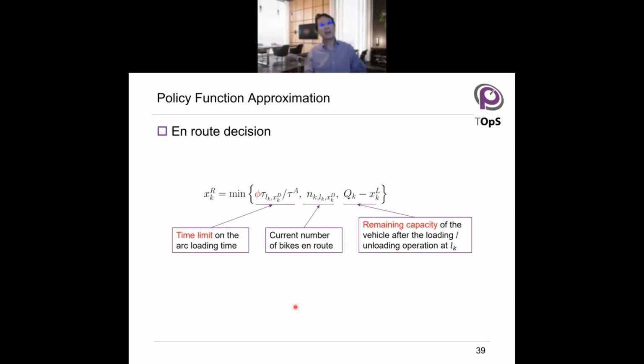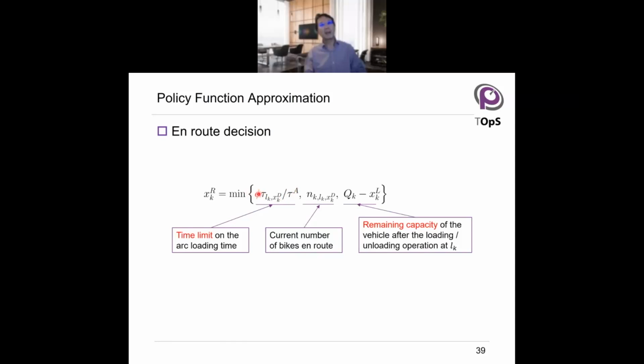The other decision is the en route decision. We also put a time limit on the arc loading time. So this is tau LK and XDKD. Basically, this is the travel time, the travel distance between the current node and the next node. Tau LK is the travel time, and tau A is this arc loading time.